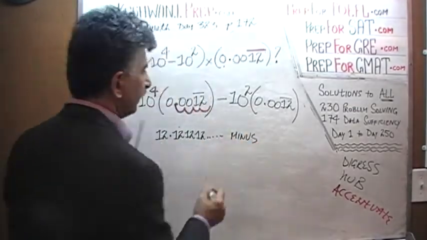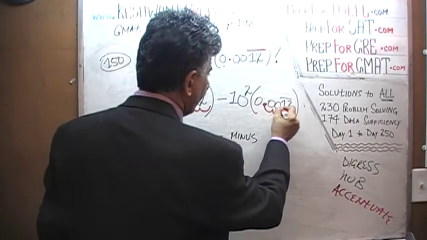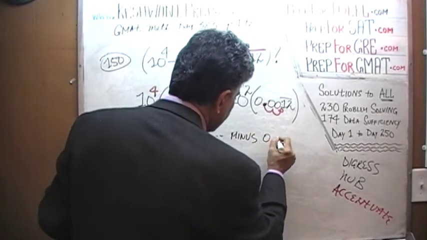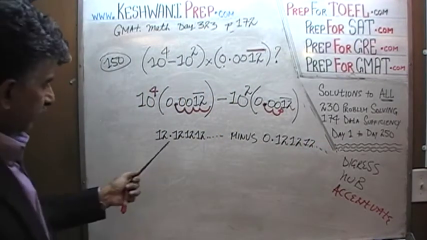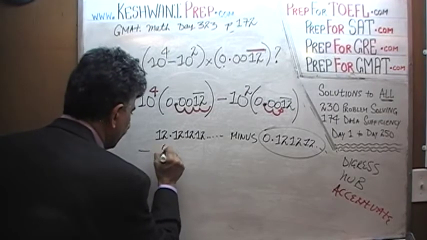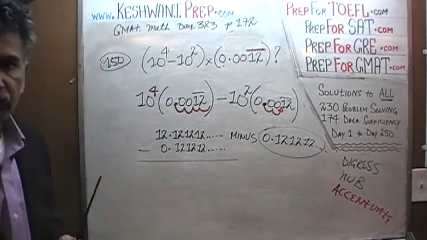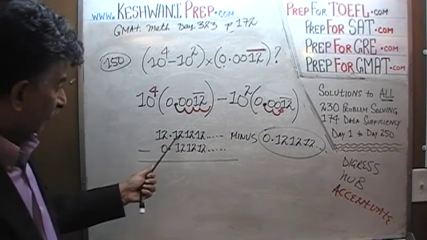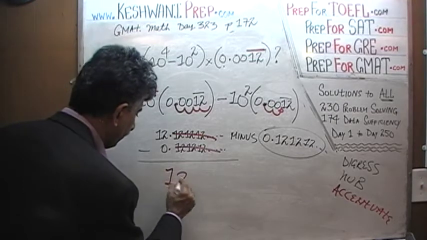minus this quantity. Again, we move the decimal places twice, 1 and 2. It ends up here, so it becomes 0.121212 forever and ever. So we take this quantity, which came from here, and we subtract this quantity, 0.121212 forever and ever. You subtract one from the other, what do you suppose is going to happen? Despite the fact that it never ends, because it is the same exact pattern at the top and the bottom, they cancel each other. It's just 12. The answer is 12.